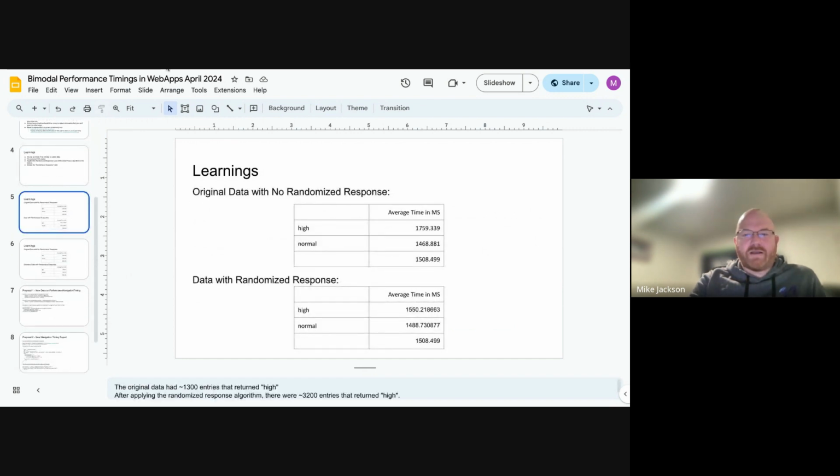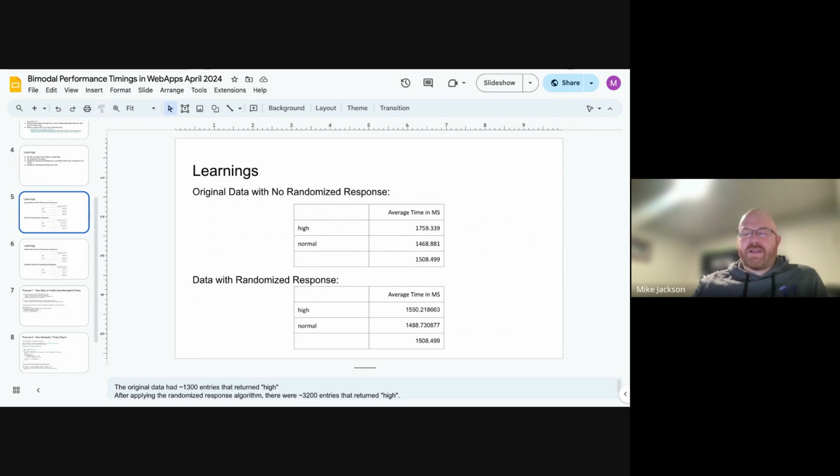And so basically in the original data, what we were seeing was that for system entropy levels that were considered high, and high here really is just, the only factor that we implemented was, is this navigation during a browser launch? The average time in milliseconds was about 1760 milliseconds. And then in normal, it was 1468 milliseconds, for a total of 1500 milliseconds in terms of averages.